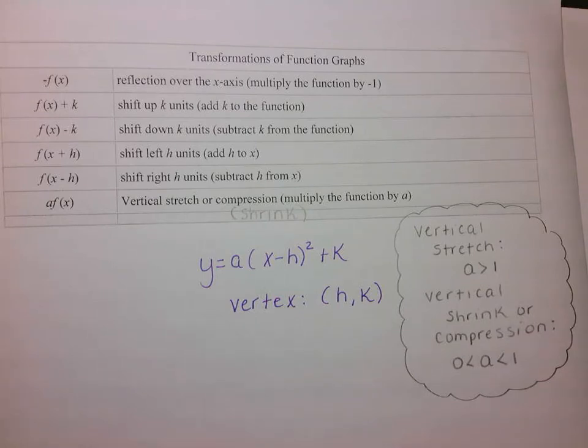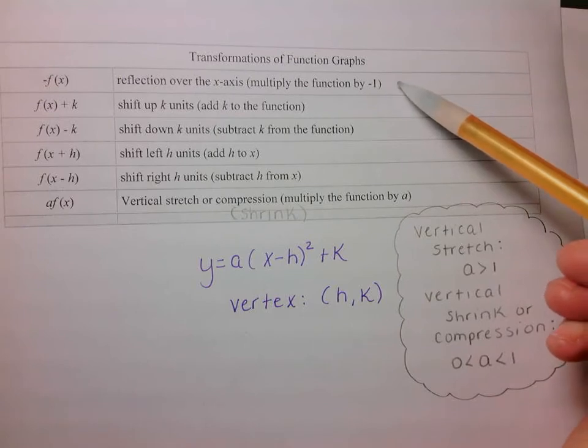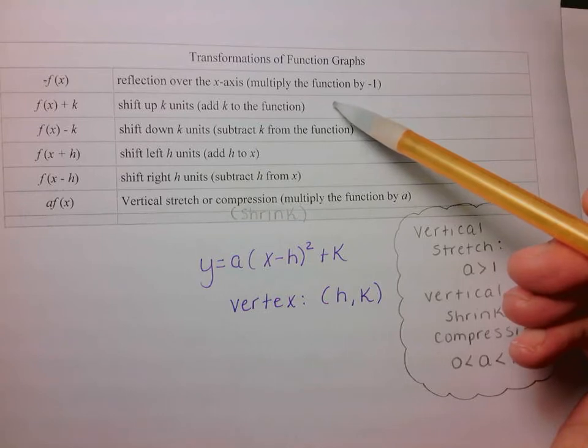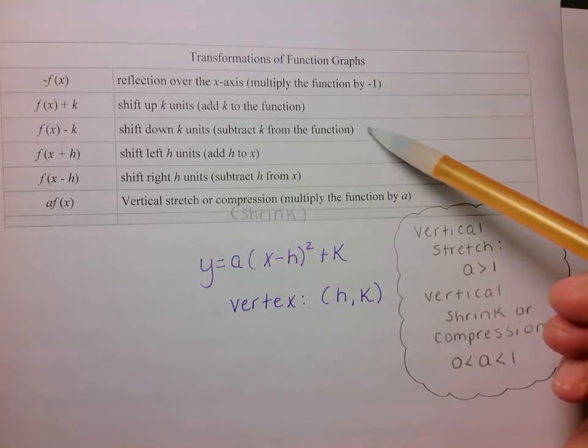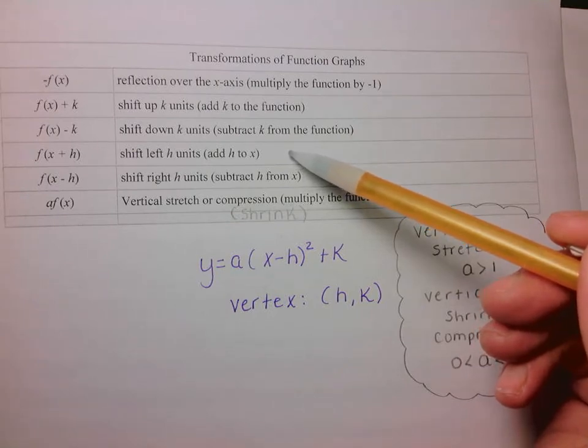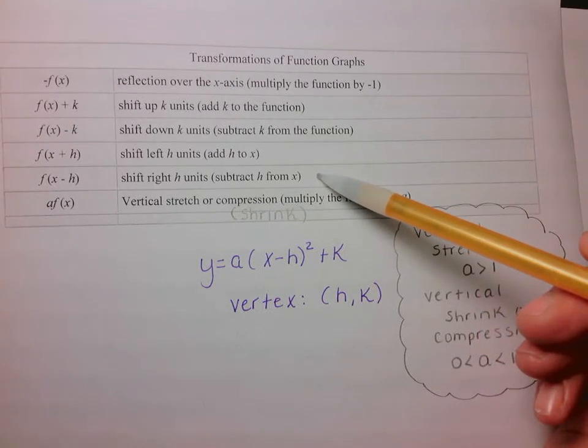So remember, if we multiply the function by -1, we have a reflection over the x-axis. If we add k to the function, we are shifting the function up k units. And if we subtract k from the function, we are shifting the function down k units. If we add h to x, we are shifting the function to the left h units. And if we subtract h from x, we are shifting the function to the right h units.